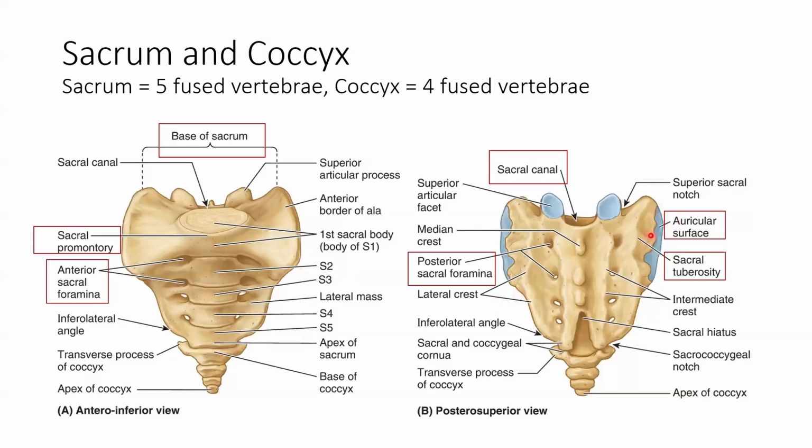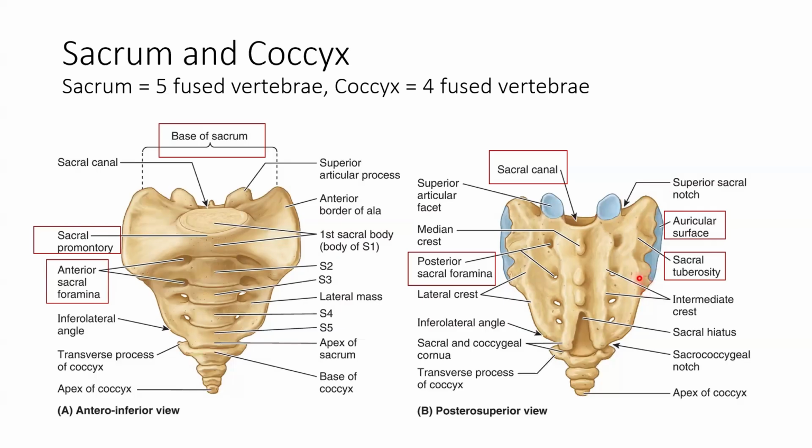There are then on the sides of the sacrum auricular surfaces. Auricular, the first part of this comes from aura, which means ear, and these look kind of ear-like. So the auricular surface is an articular surface for the pelvis. And it's going to eventually help form the SI joint. We'll talk about the SI joint when we get to lower extremity.